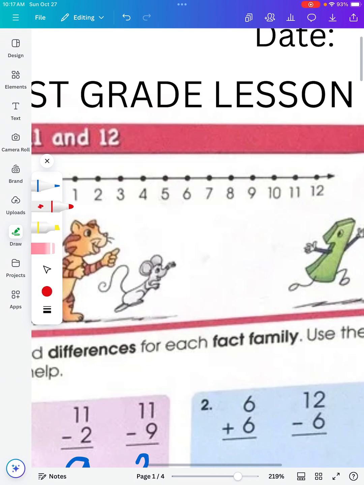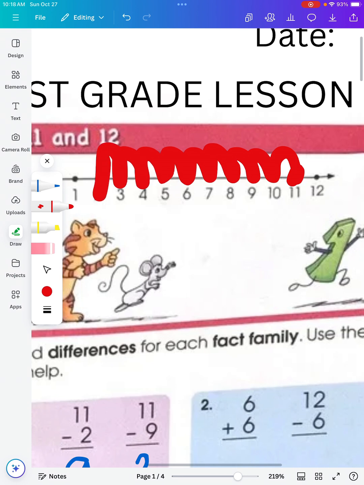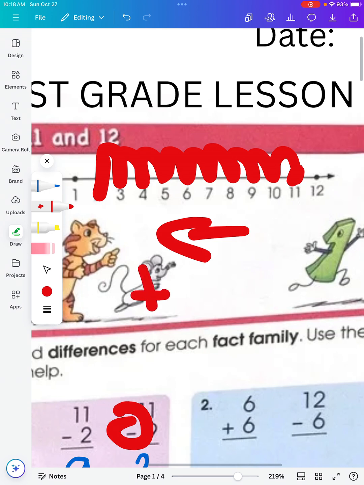But if it's 11 minus 9, you start from 11 and count back 9 spaces. 1, 2, 3, 4, 5, 6, 7, 8, 9. And it'll be 2 because you'll count backwards since we're subtracting and not adding. If you're adding, you'll count up.